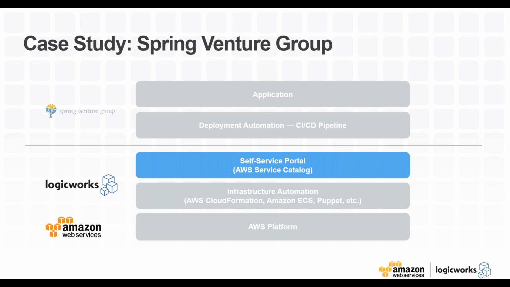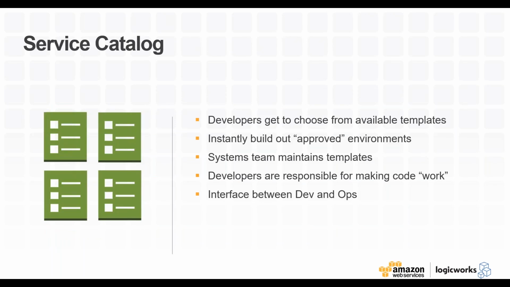But now all that automation is in place. The next step is letting developers push the button to build out new environments. That means we're at the self-service portal. The AWS Service Catalog is a service that allows us to create a catalog of AWS CloudFormation templates that are approved for use on AWS.